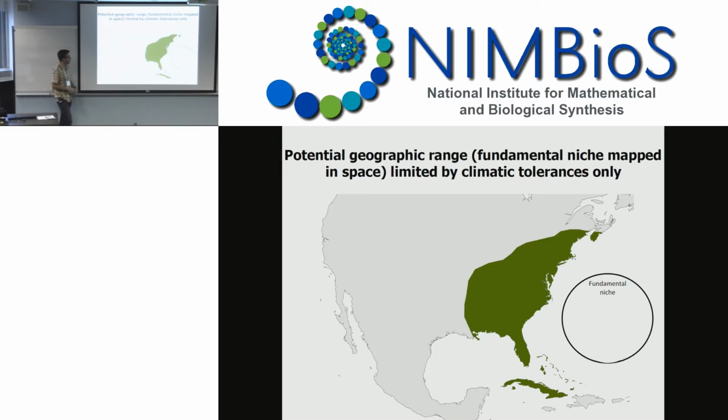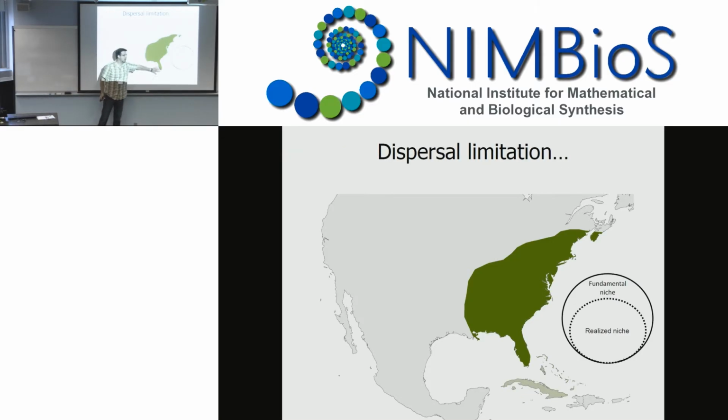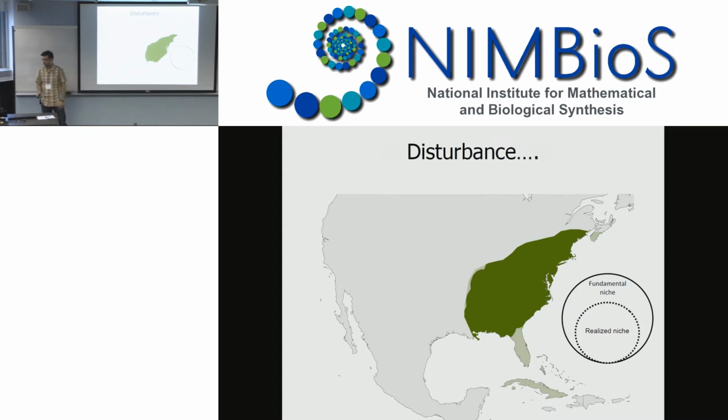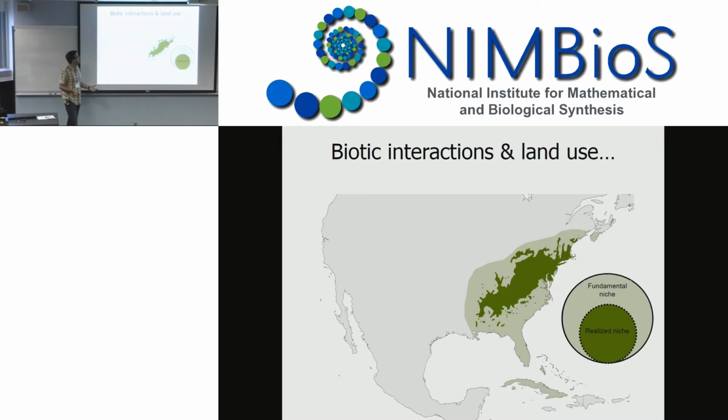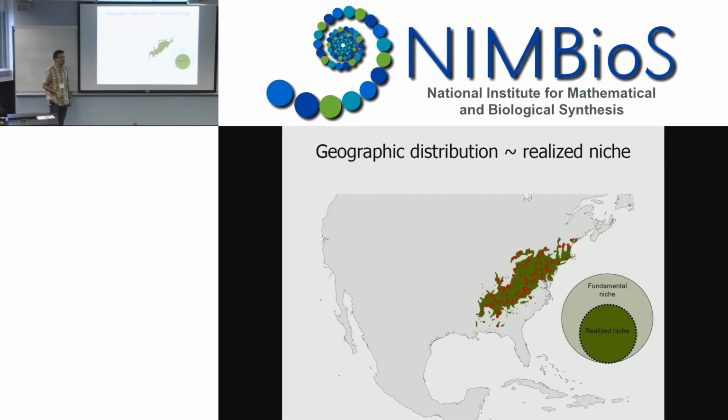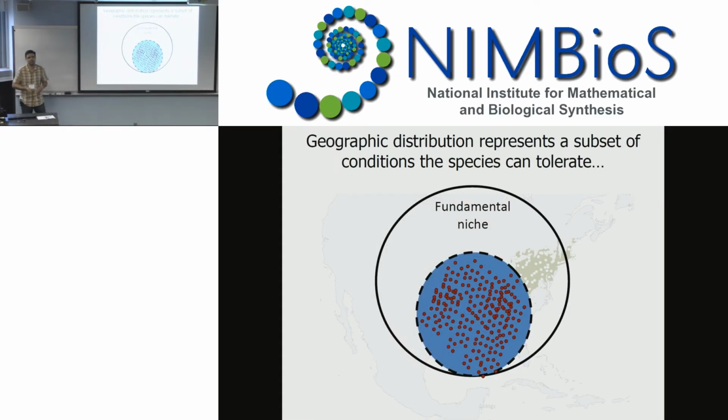And then we can start chipping away at this, right? We might remove these islands because of dispersal limitation. Maybe this is a salamander and it can't or hasn't crossed saltwater. Disturbance, biotic interactions, and land use, whatever, chop down the fundamental niche to the realized distribution here. And so when we go out and sample, we're really happy because, look, we did this great job of sampling here, and so we really know this species' niche. But we're just sampling a subset of the environments where it could actually occur.